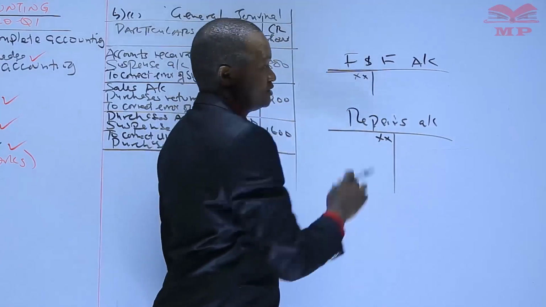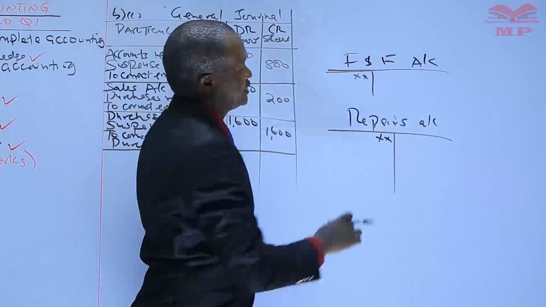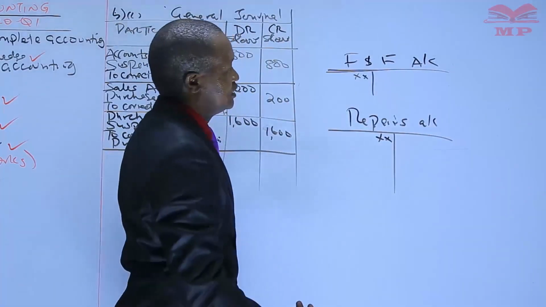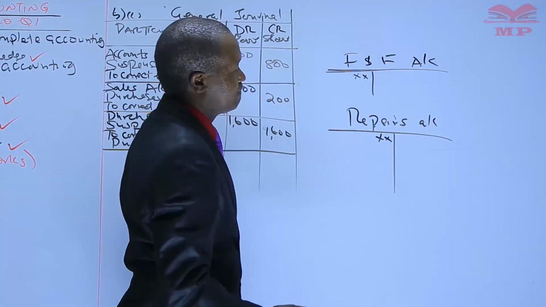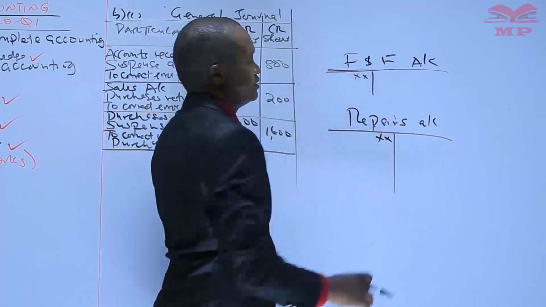This is an error. So which type of error is this? This type of error is known as the error of principle. The error of what? Error of principle. Making entries in the wrong account.